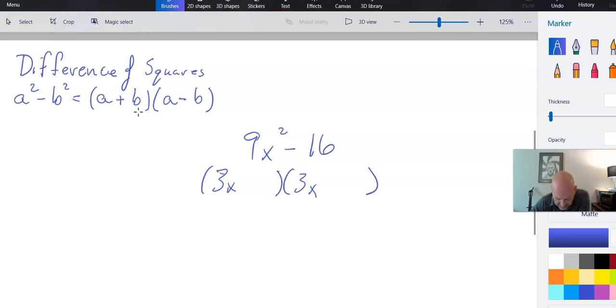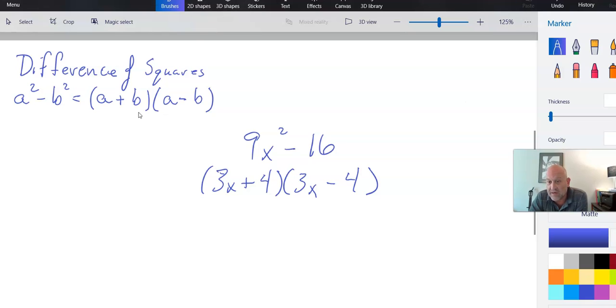I know from the formula it's always plus and minus, so I'm just going to put a plus and minus, and then I need the square root of the second term. Square root of 16 is 4, so I'm just going to write that down. And I have now successfully factored this thing. No muss, no fuss. I don't have to find a master product or go through a grouping issue. I can just jump straight to the answer.